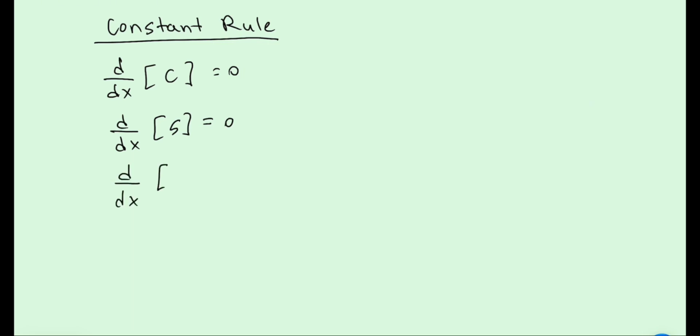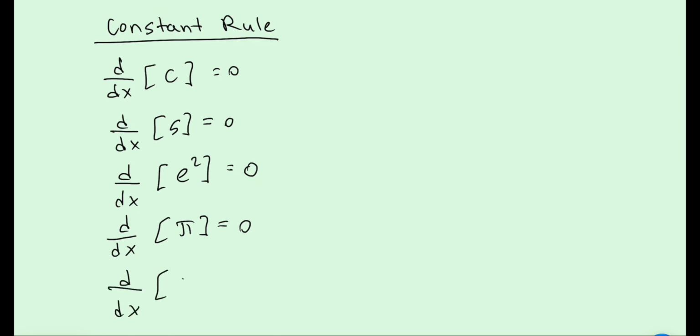Let's find the derivative of e squared. That's going to be a constant. That's 0 as well. The derivative of pi is also 0. The derivative of, let's say, sine of pi over 2, would also turn out to be a constant, therefore it equals 0. This is the constant rule.